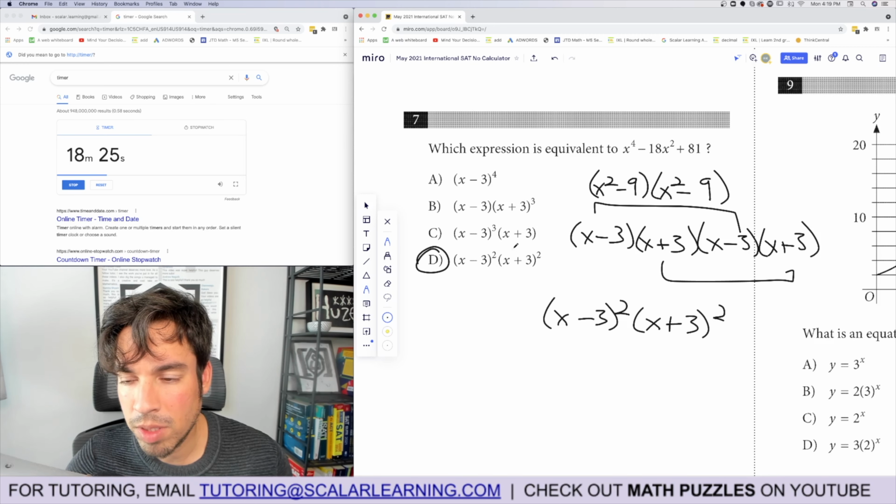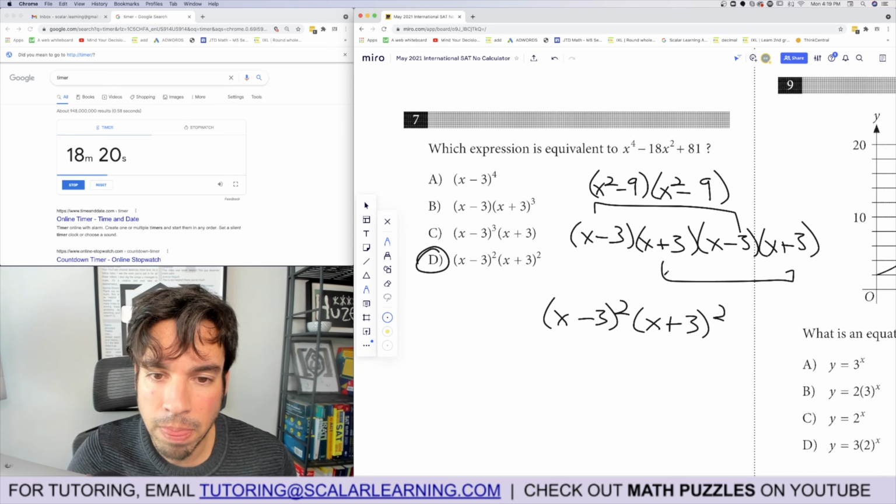Just trying to make sure I didn't make any mistakes. X squared minus 9, x squared minus 9. X minus 3, x plus 3, x minus 3, x plus 3. Yeah, we're good to go.